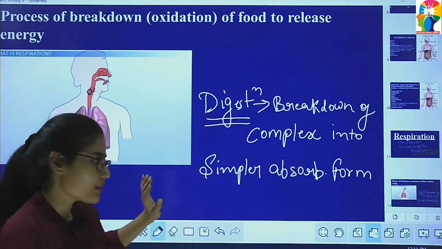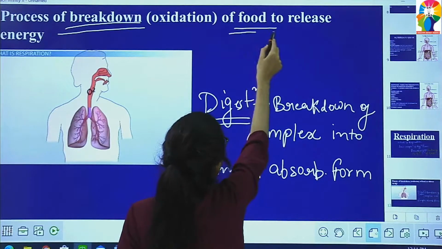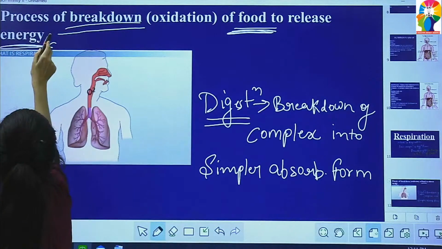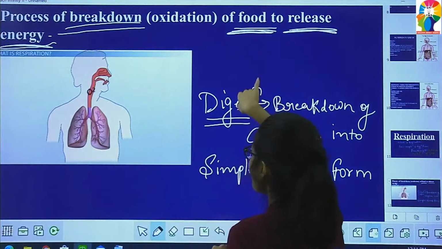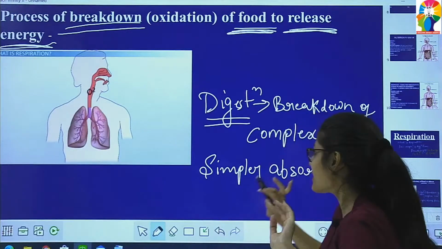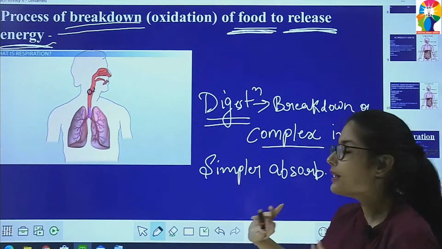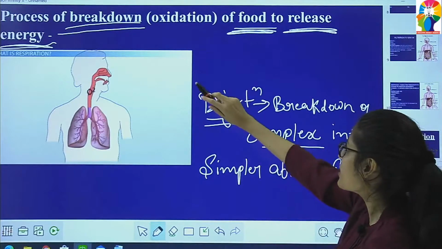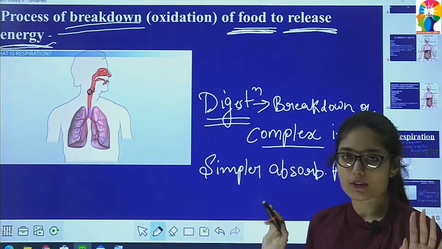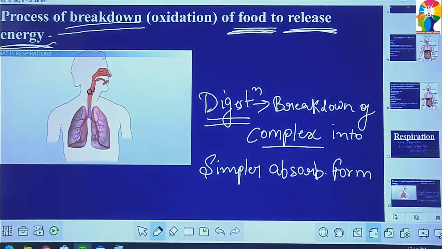Now what is respiration, beta? Respiration is the process of breakdown of food to release energy. Now tell me how digestion is different from respiration. Digestion is the breakdown of complex substances into simpler absorbable form. Respiration is the process of breakdown of food to release energy. How are they different? Just use your common sense. Although their definitions are somewhat similar, it's also about the breakdown.